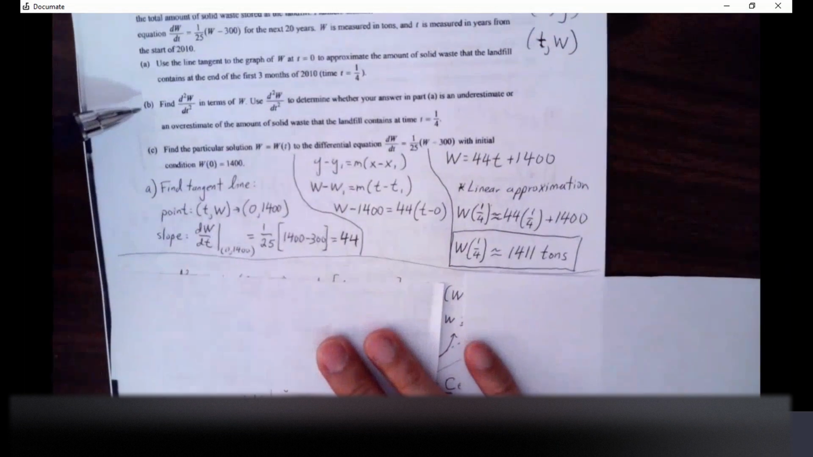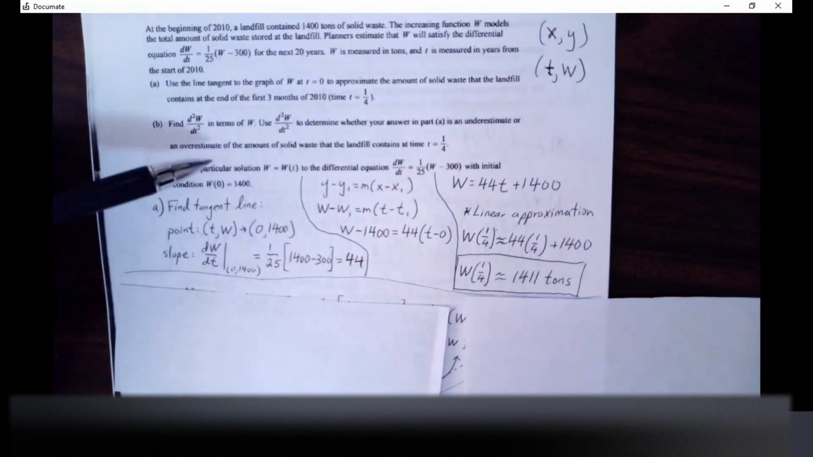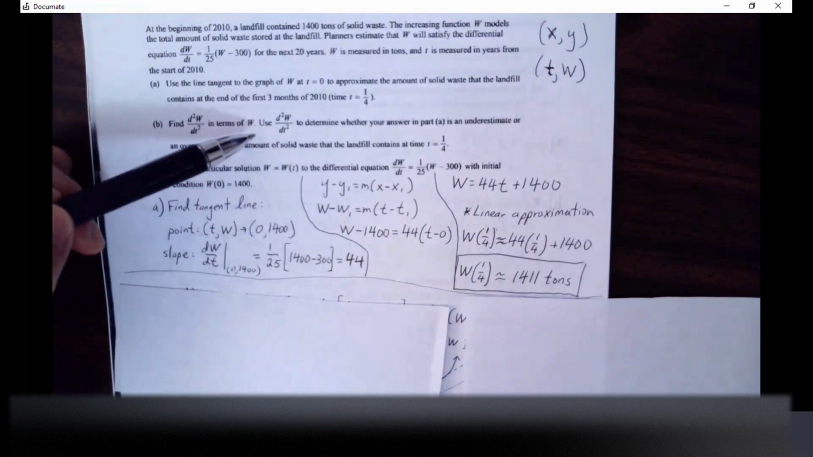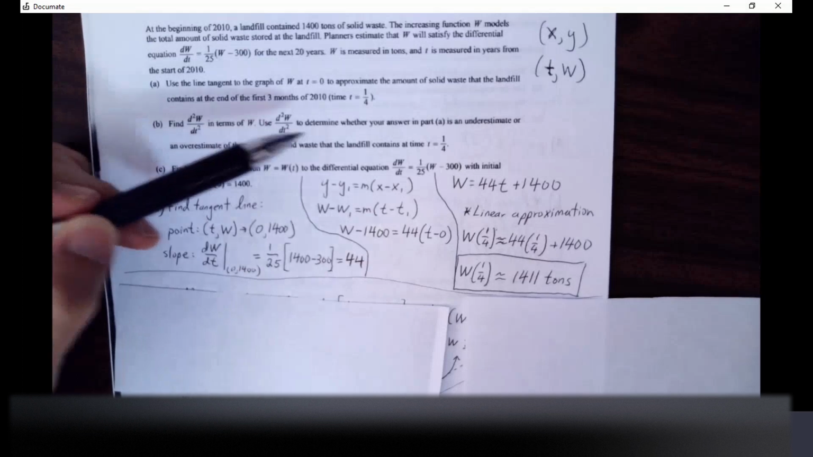Okay, part B: find the second derivative in terms of W. So we have the first derivative, and we just want to make our way to the second derivative. And then after we find that, it says use the second derivative to determine whether our answer in part A is an underestimate or an overestimate of the amount of solid waste that the landfill contains at time t equals 1/4. So let's go ahead and try to find the second derivative.